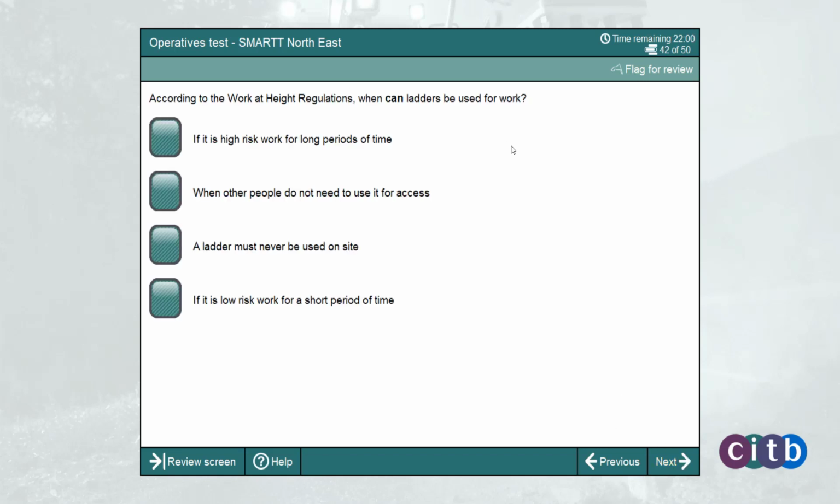According to the work at height regulations, when can ladders be used for work? If it is high-risk work for long periods of time. When other people do not need to use it for access. A ladder must never be used on site. If it is low-risk work for a short period of time.